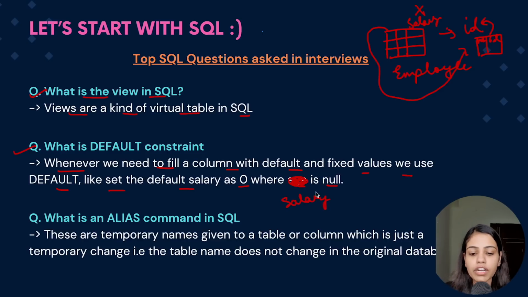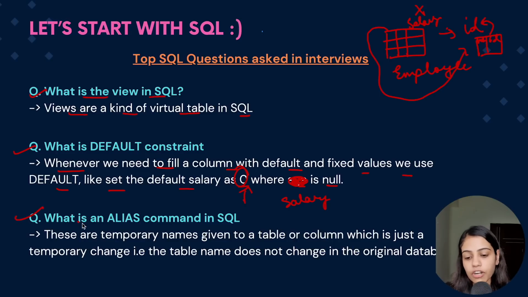So whenever I'm not entering any value for this salary column and wherever salary is null, we will set the default value as 0. So salary won't have any null values. If there are any null values, or if we are not entering data for that particular field, or you can say that particular record, we can set the value as 0 for them.